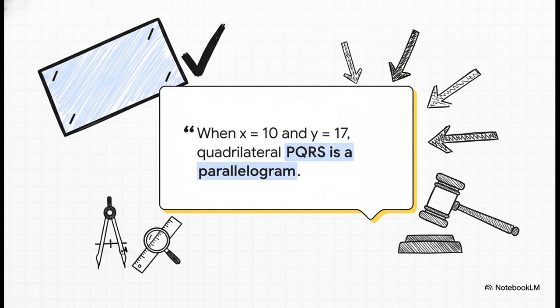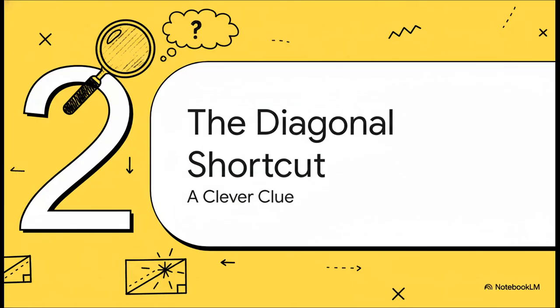When x is 10 and y is 17, both pairs of opposite sides are congruent. Our first theorem confirms it. This shape is, without a doubt, a parallelogram. Case closed. Awesome. Now that we've got the basics down, let's check out something a little more advanced.